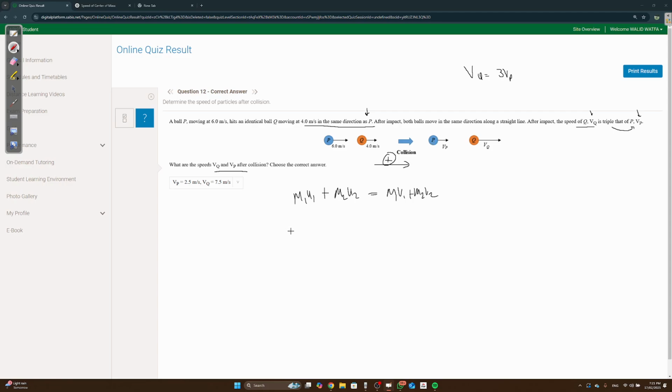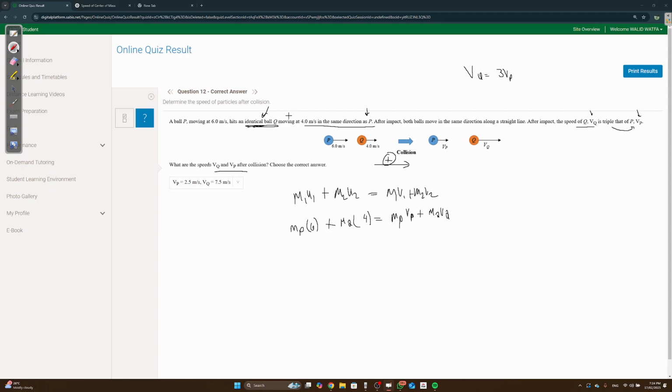M1 U1. Ball P, we're going to call it mass of P, U1 is 6, plus mass 2, which we don't know, we just call mass of Q, times U2, which is 4, is equal to mass of P times VP, plus mass of Q times VQ. Okay, what do we do here? Because I have two unknowns.